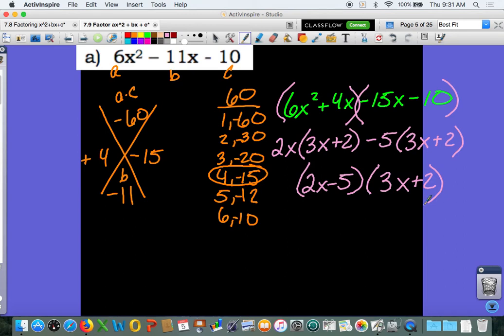We're almost done. One more step. This last step, now we need to check. I'm not going to check every problem, it'll just save us some time. Okay, so how do I check? Either FOIL or double distribute. Refer back to the prior lessons.